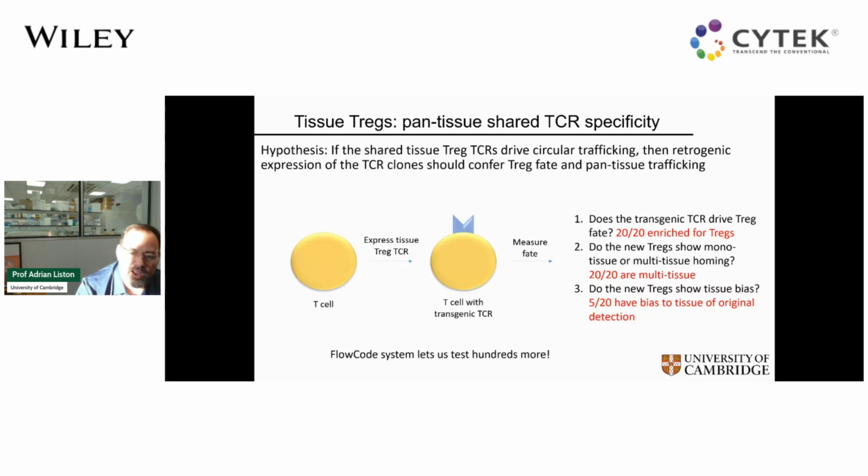So if we go back to this idea of can we measure whether or not the TCR that we clone drives a Treg fate? Yes, 20 out of 20 of these TCRs drove Treg fate. And then are they becoming monotissue or multi-tissue in their homing? All 20 of them are multi-tissue, but 5 of them have bias to the tissue of original detection. So I think what we have here is many Tregs that are quite tissue agnostic and some Tregs that are tissue biased, but at least in our small set, we don't have any Tregs that are really tissue exclusive.